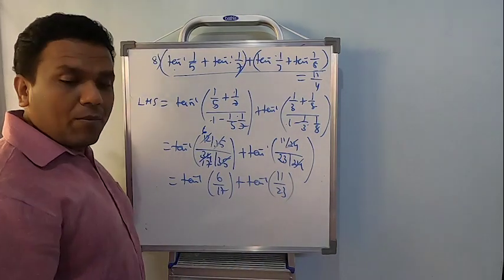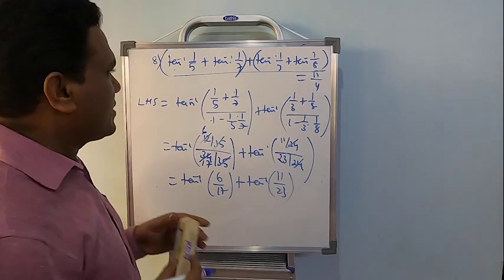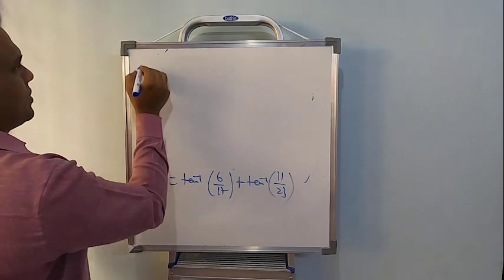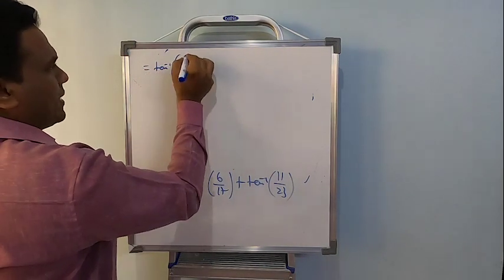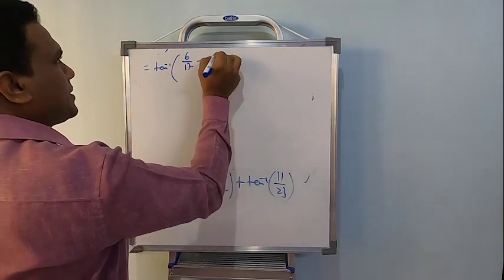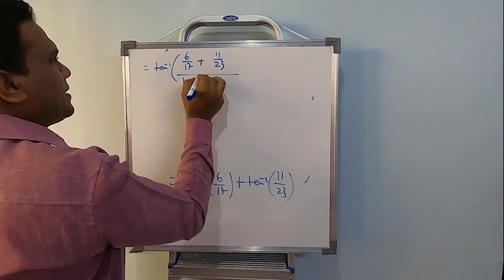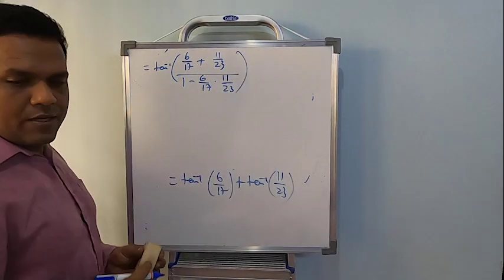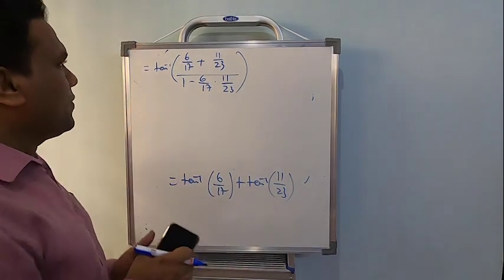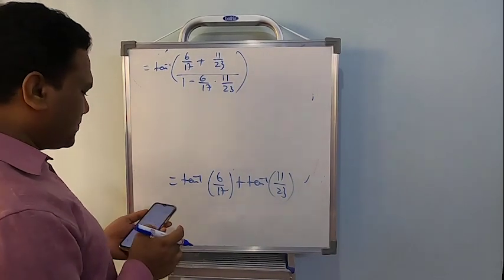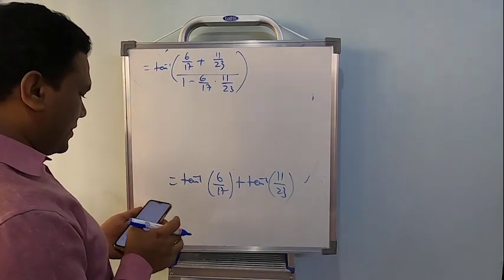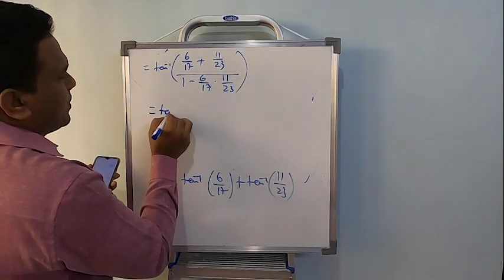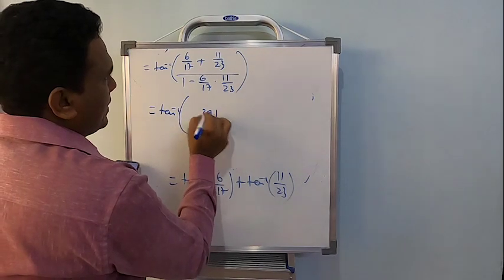That's okay. Now apply the formula of tan inverse x plus tan inverse y once again. So the same formula will be repeated for the third time. Tan inverse of 6 by 17 plus 11 by 23 minus 6 by 17 multiplied by 11 by 23. So let us see what is the LCM of 23 and 17. 23 multiplied by 17 is going to be 391. So let us consider 391.